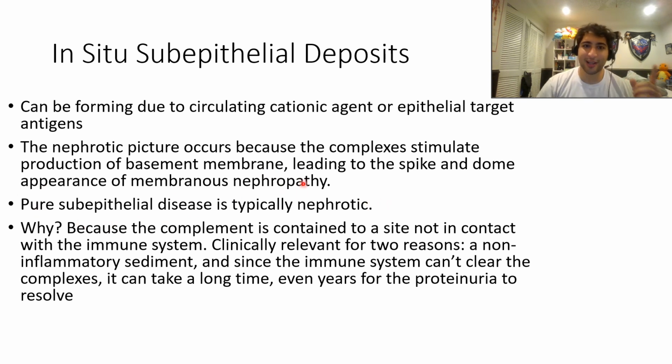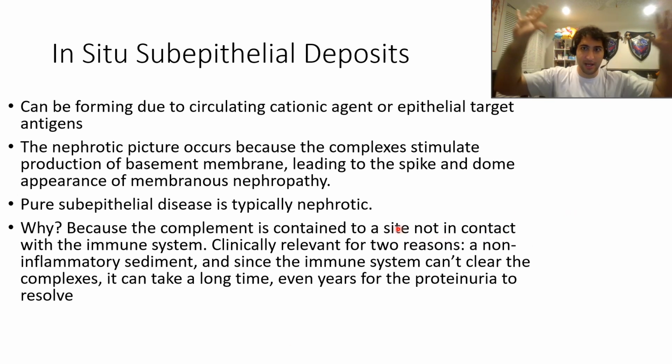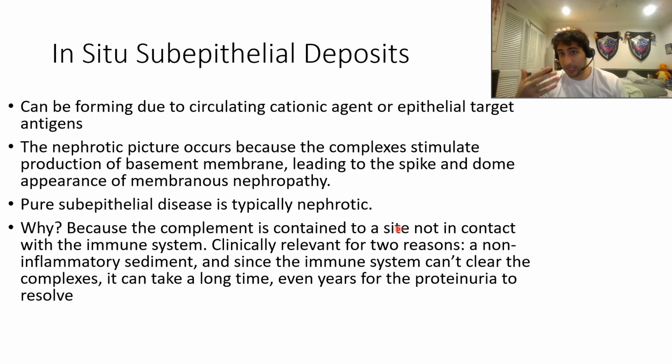Pure subepithelial disease is typically nephrotic. Why? Because the complement is contained to a site not in contact with the immune system. If you think back to that slide, the subepithelium is not related to the capillary lumen. It can't recruit the immune system. So even if you resolve the injury that caused this to begin with, the proteinuria can take a long time, even years to resolve, because the immune system can't come and clear it, right?